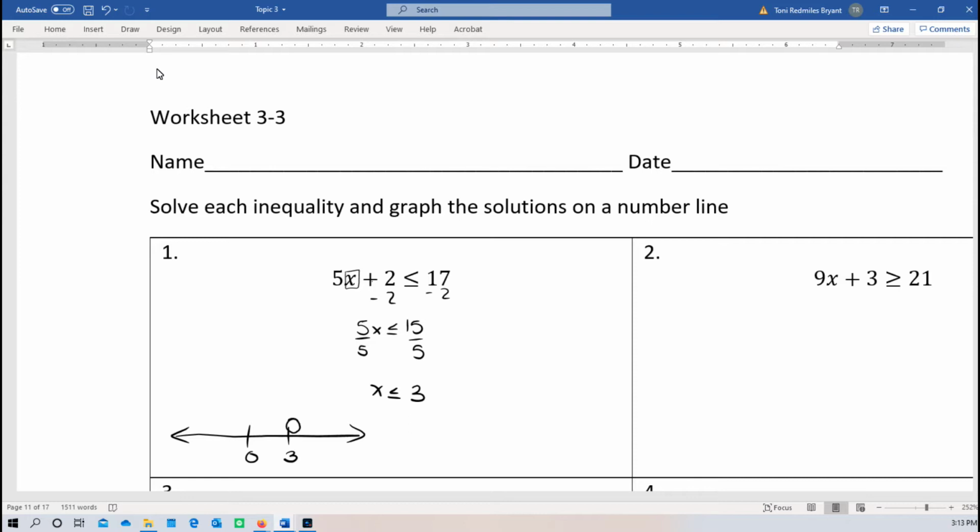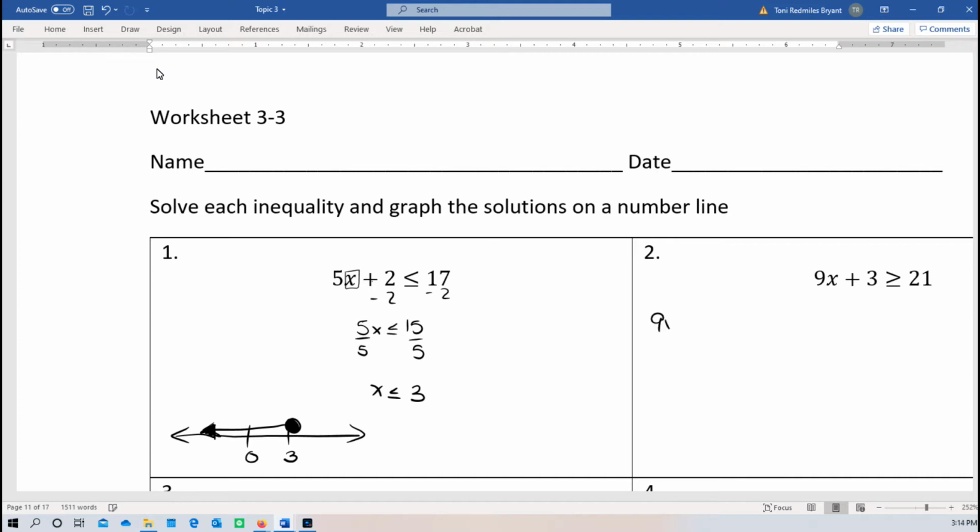All right, so when I graph it, let's put some context of a 0 here. I'm going to have a closed circle because it's also equal to, and it's going to be the values less than. If I say x is less than 3, I'm saying 2, 1, 0. And those are all found on the left of the 3.